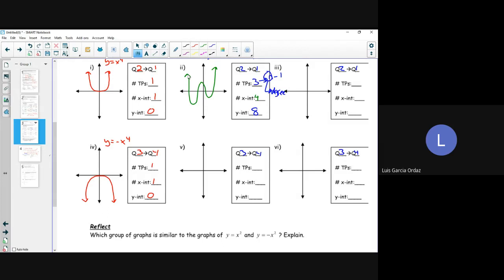Okay, so we can safely assume that this also has 3 turning points, 4 x-intercepts, and what's the y-intercept on this one? Negative 4. But I'm just going to repeat again. What does the x-intercept depend on? The amount.